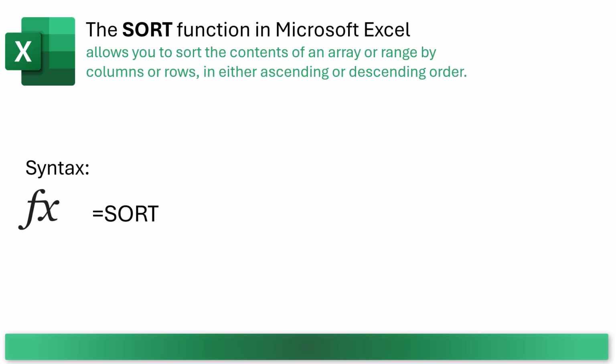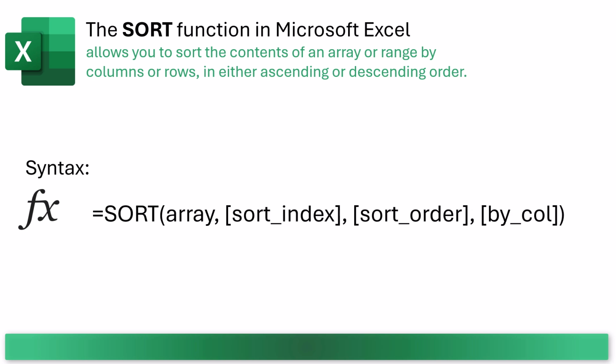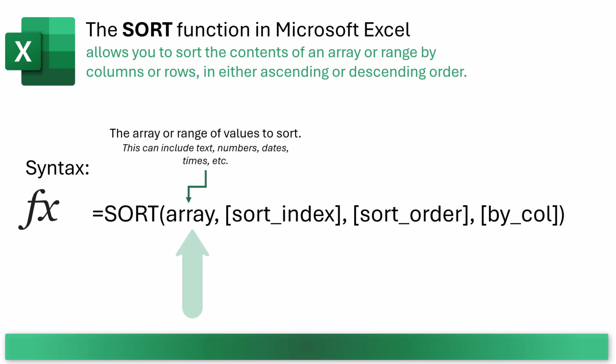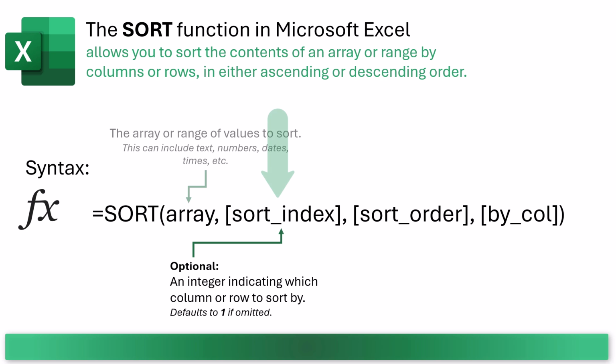Equals, sort, array, and then optionally, sort index, sort order, and by column. The first argument is the only one that's actually required. This is the array or range of values to sort. This could be anything from text, numbers, dates, times, and then we have the optional ones, sort index. This basically tells Excel which column or row to sort by. If you skip it, Excel defaults to the first column.